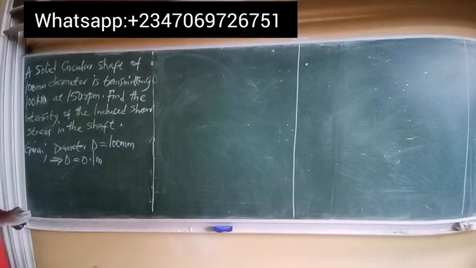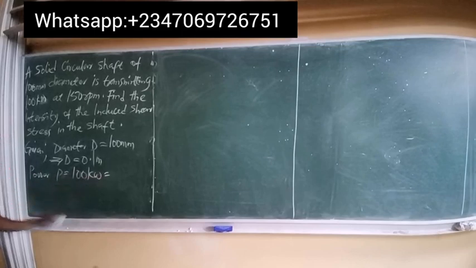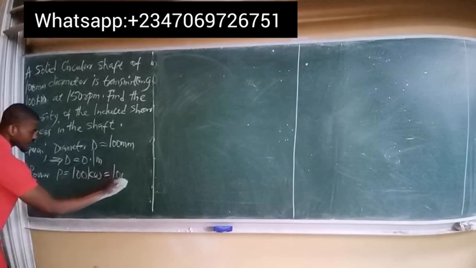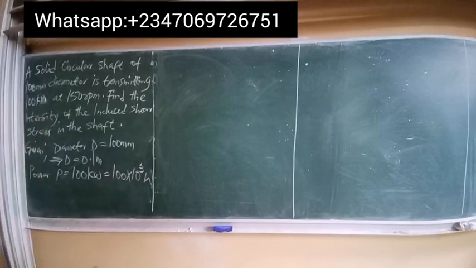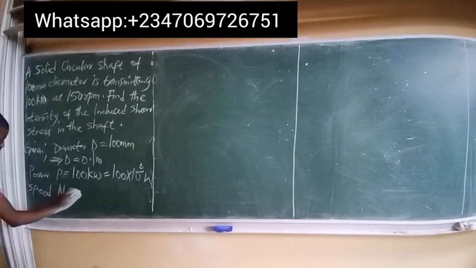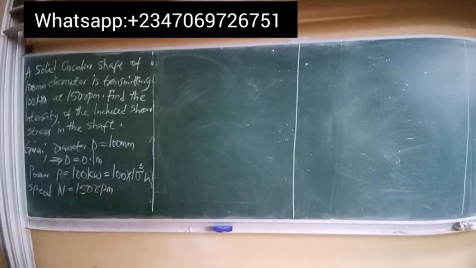Okay. Next is transmitting 100 kilowatts. So power was given to us. Power P equals 100 kilowatts, which we can actually convert to 100 kilo, meaning times 10 to the power of 3 watts. So that becomes the given power. Okay. 100 kilowatts at 150 rpm. So the speed of revolution N was given simply as 150 rpm. So we have 150 revolutions per minute.